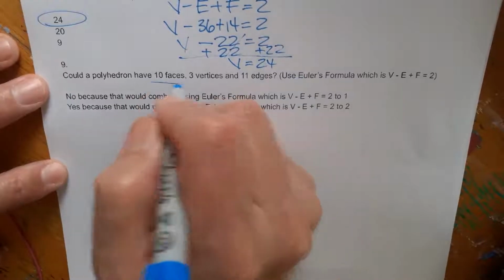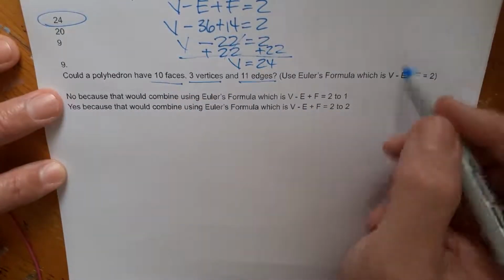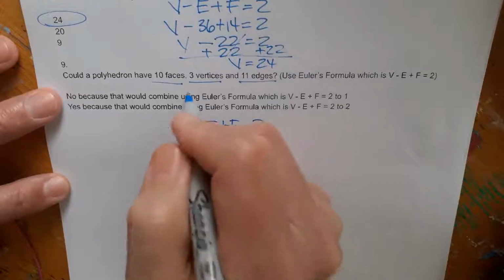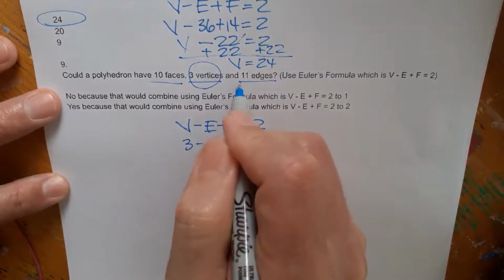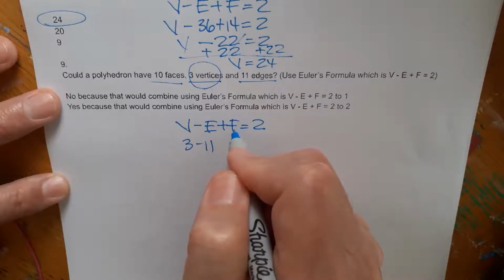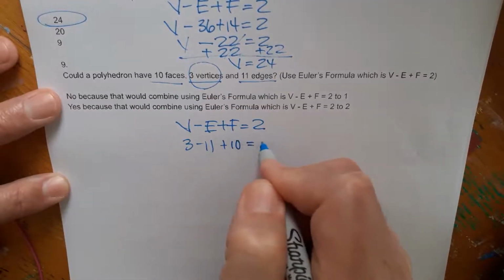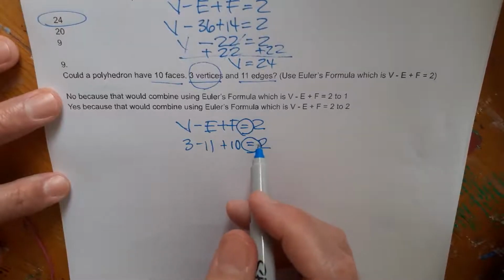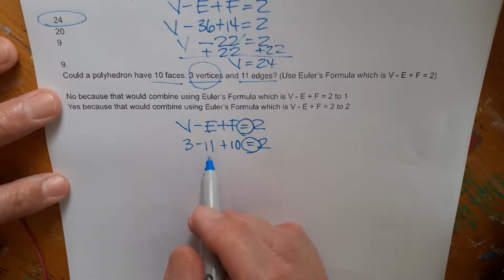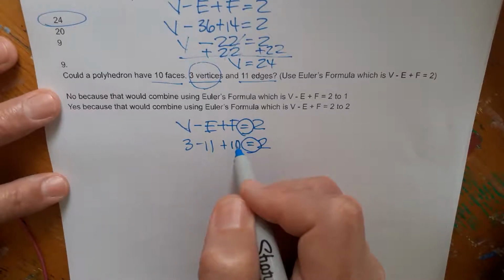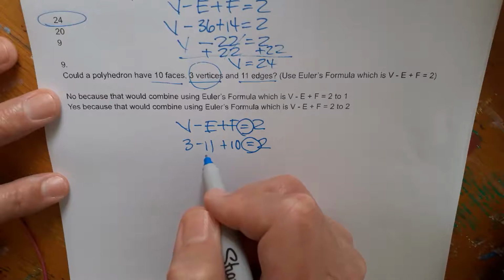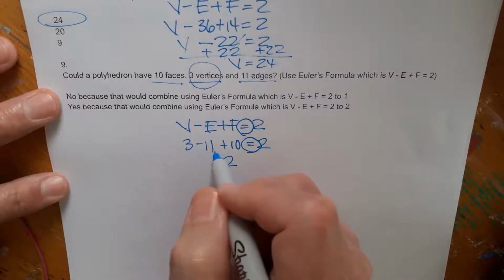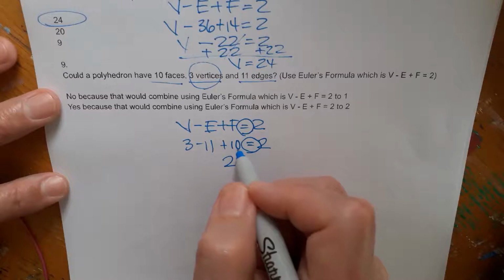Could a polyhedron have 10 faces, 3 vertices, and 11 edges? Well, let's see. We know that we need this equation to work out. V minus E plus F equals 2. How many vertices? 3. How many edges? 11. And how many faces? 10. The question is, and we're going to put a circle around this equals, because we want to know if it's true or not. If it's true, then the answer is yes, it can have this. But if it's not, then no, it cannot have this. So we have negative 11 plus 10 is negative 1, and 3 minus 1 is 2. Let's do it the other way. 3 minus 11 is negative 8. Negative 8 plus 10 is 2.